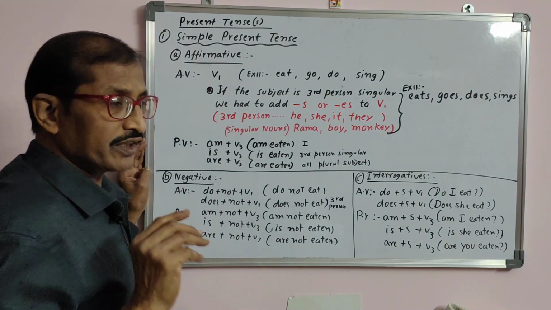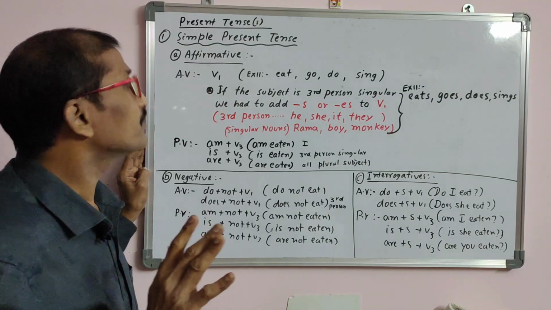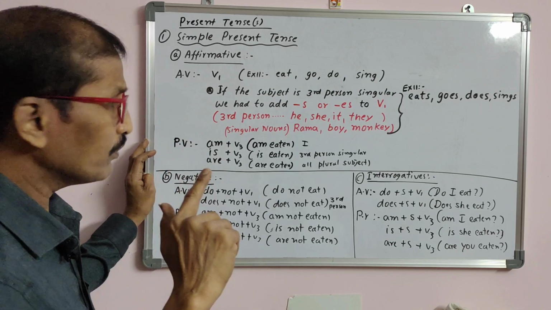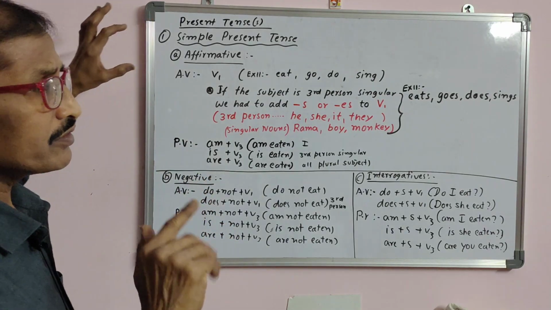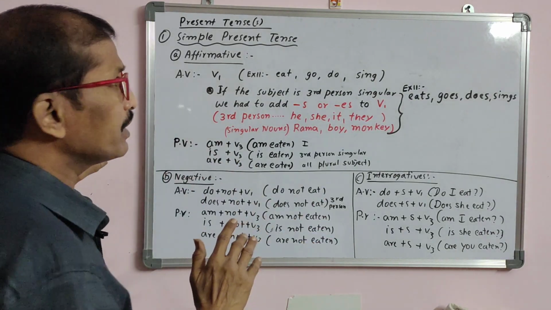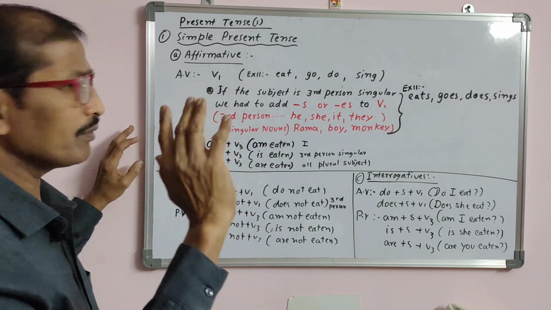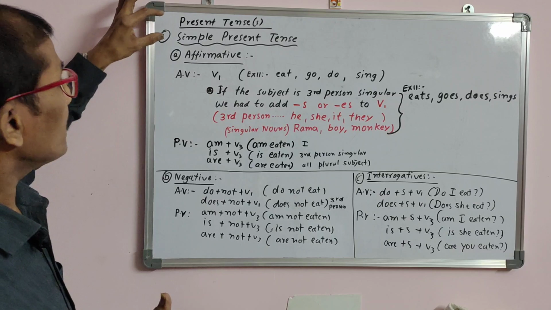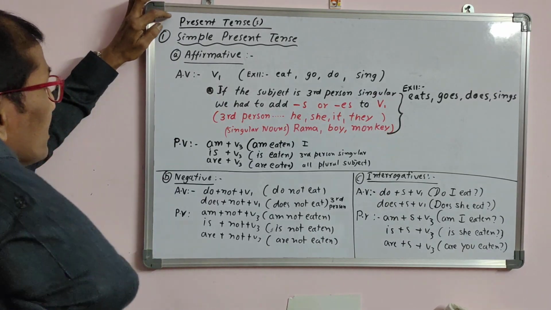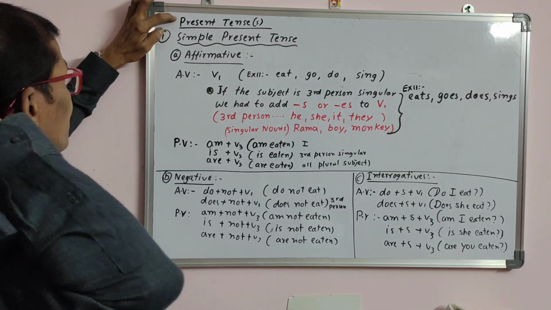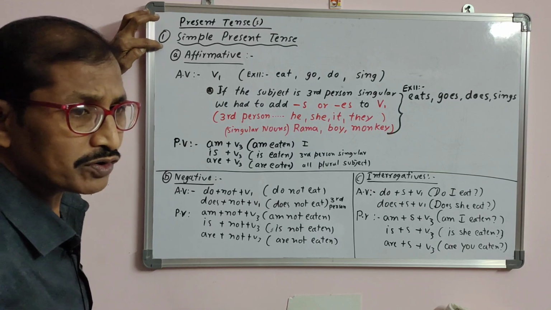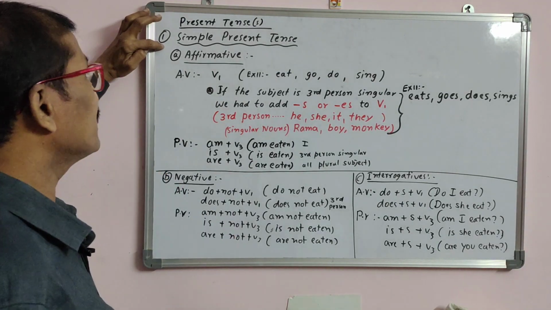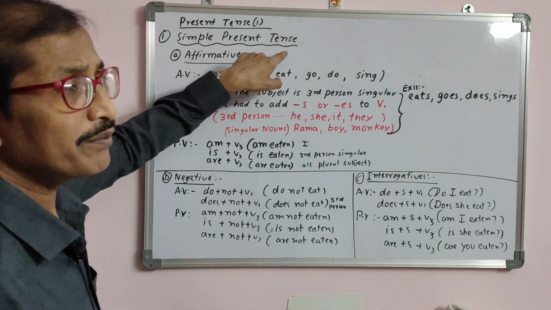Welcome to the second part of tenses. As I told you in the first video, tenses are 12. The main tenses are present tense, past tense, and future tense. Now I am going to talk about present tenses first of all, and the most complicated tense in the verb chapter is simple present tense.